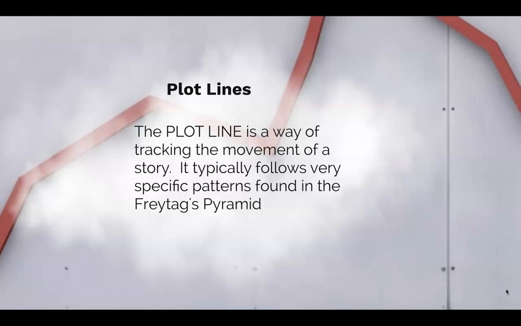A plot line is described as the road on which a story travels, so to speak. It's a way of tracking the movement of a story, and it typically follows very specific patterns, and there was a man named Freytag that outlined these things.